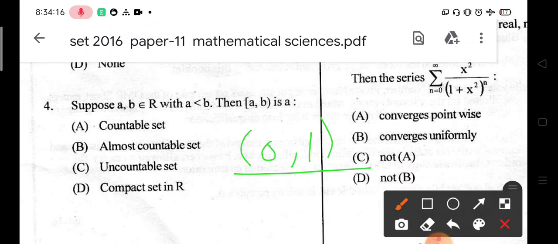In short, you have to keep in mind that all sorts of intervals in the set of real numbers are all uncountable. So it cannot be countable, it cannot be almost countable, it cannot be compact, because for compactness two conditions have to be satisfied according to the Heine-Borel theorem, that is, it must be closed and it must be bounded, but it is not closed, so it will not be compact. So option D is also not correct, so option C is the correct one.